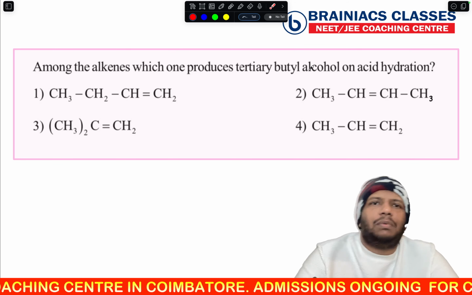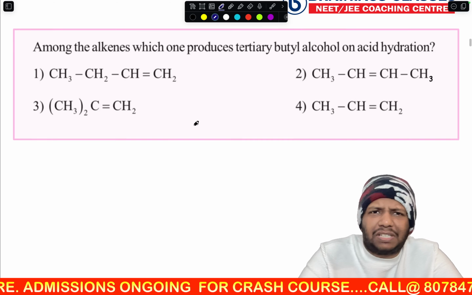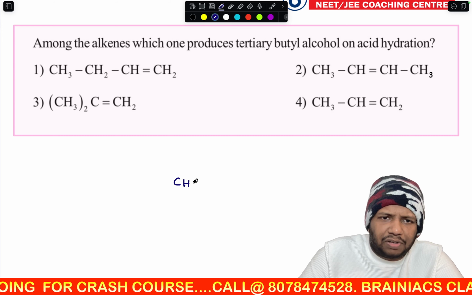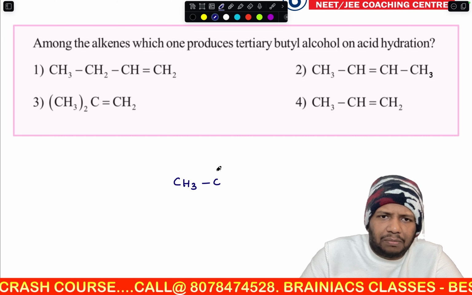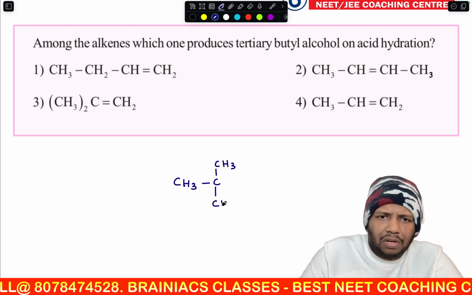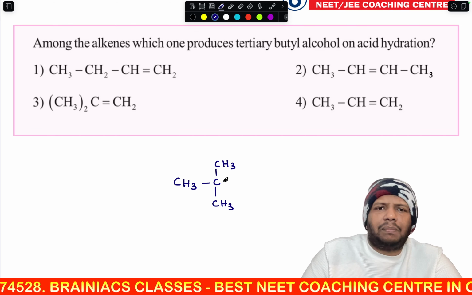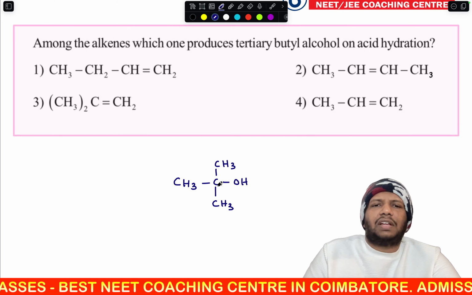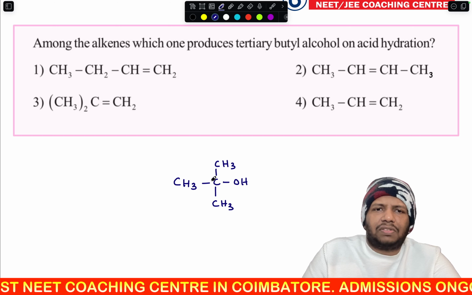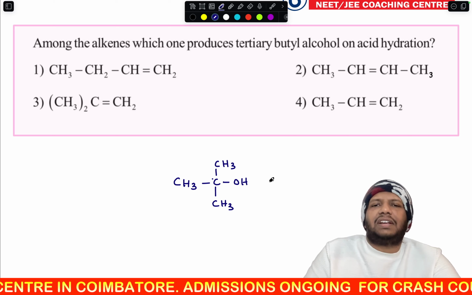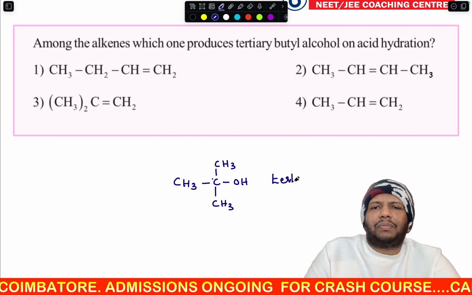So first we need to draw fundamentally a tertiary butyl alcohol. Then you will get a clear picture of which option I should choose. Tertiary means the carbon atom to which 3 other carbon atoms are connected. So this is tertiary butyl alcohol. Why? Because 4 carbon atoms are there, so butyl, and tertiary because this carbon is connected to 3 other carbon atoms. So this is fundamentally my tertiary butyl alcohol.